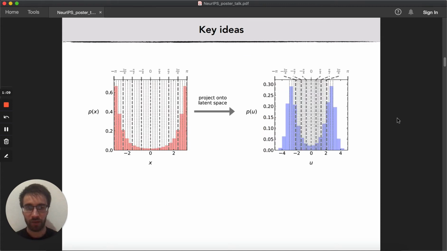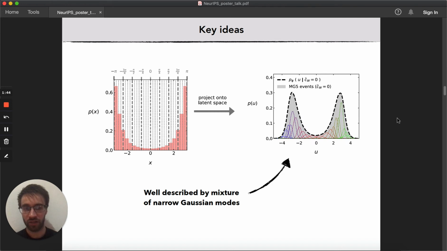So the key idea behind the method is this projection onto a latent space, and we show an example here. The red histogram on the left-hand side shows the probability distribution over some observable x, which has hard boundaries at plus and minus pi. And the blue histogram on the right-hand side then shows the probability distribution after the projection. Firstly, we note that the hard boundary in x has been transformed into a smooth turnoff in u, which is easier to model. And the second and main purpose of the projection is to create a distribution which is well modeled by a mixture of narrow Gaussian modes, as shown on the right-hand side.